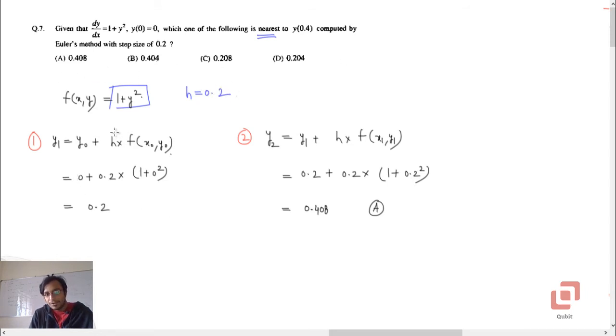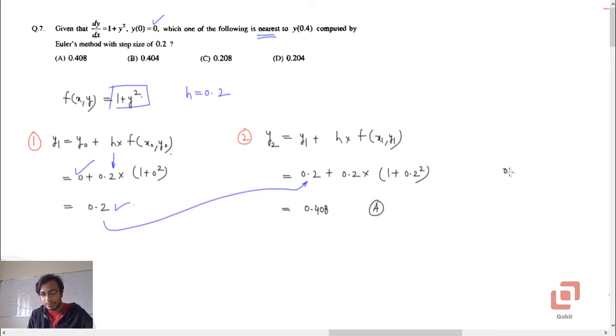We will use the formula y1 equal to y naught plus h into f of x naught, y naught. y naught is 0, plus 0.2 into f of x naught, y naught, which is 1 plus y squared. But because y naught is 0, it will be 1 plus 0 squared, so this will simply be 0.2. Now let's take the second iteration. So y2 will be y1 plus h into f of x1, y1. y1 is 0.2 plus h into, again you have to use y1 here. So it will be 0.2 plus 0.2 into 1 plus 0.2 squared. If you compute it, you will get 0.408.